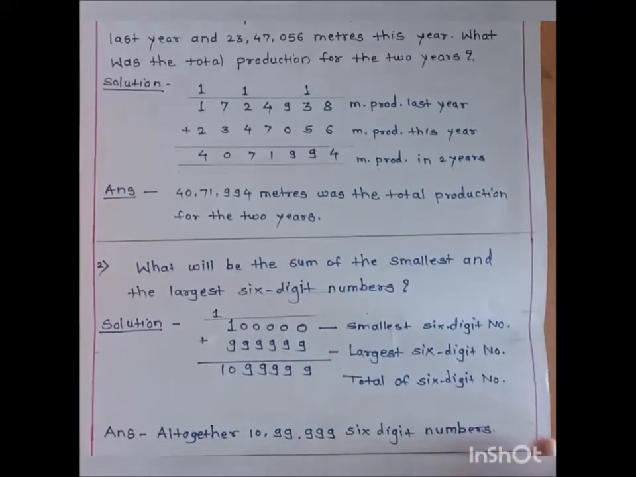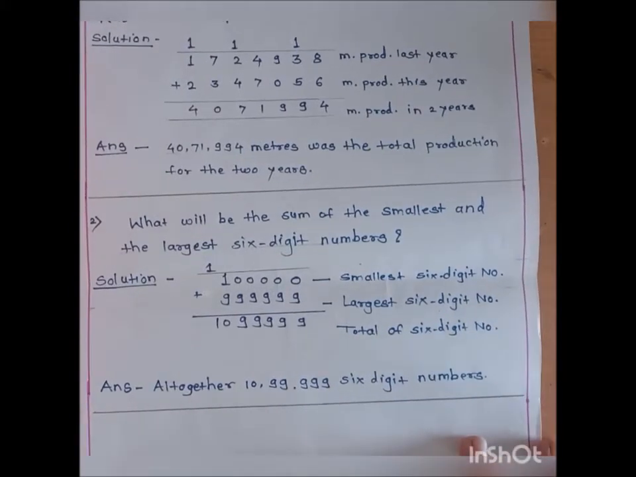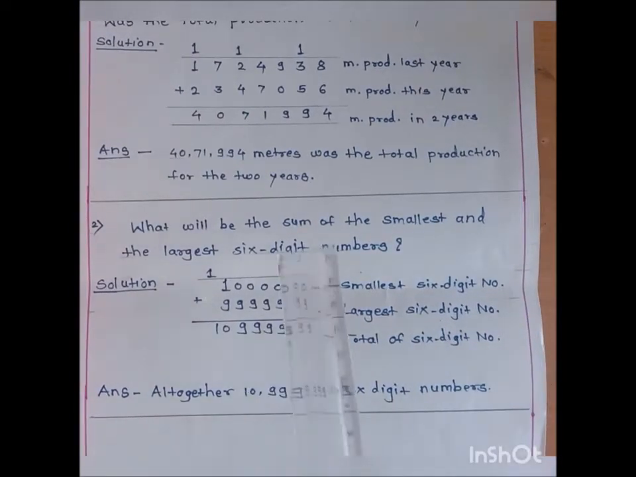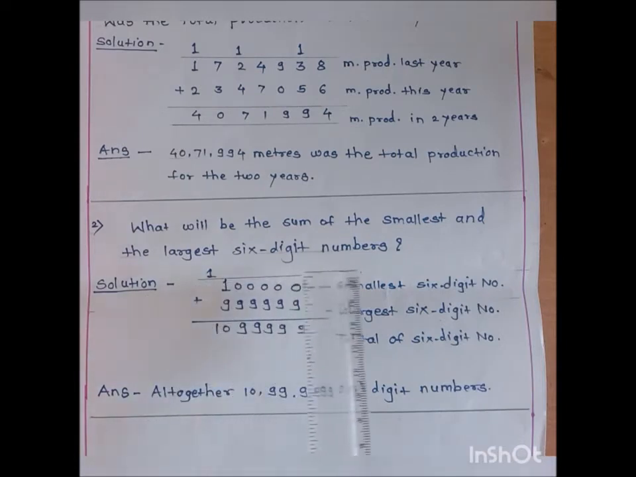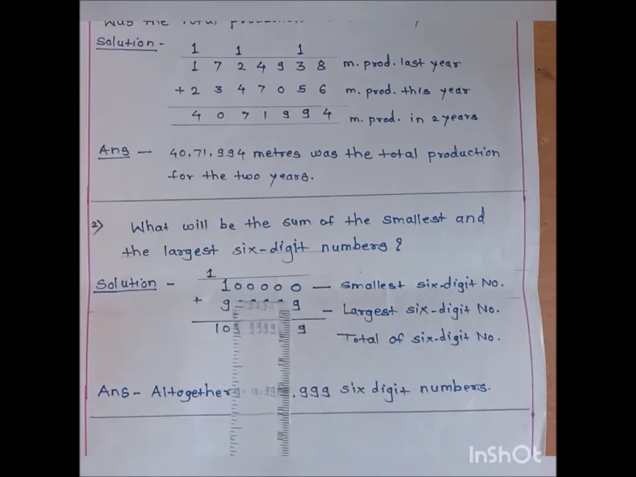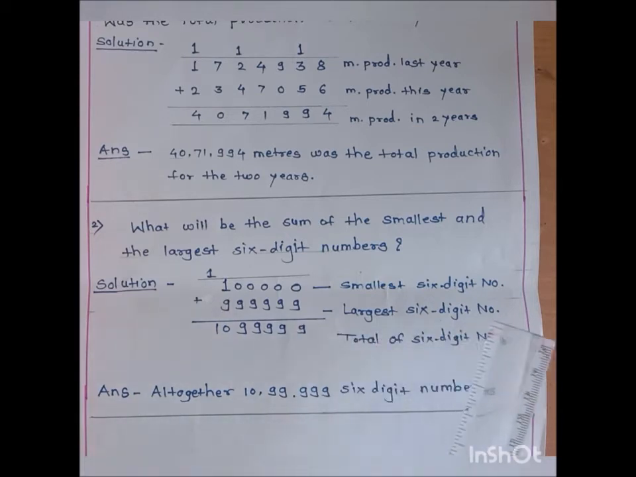Now see the second example. What will be the sum of the smallest and largest 6-digit numbers? Students, here we have to find sum of smallest 6-digit number and largest 6-digit number. Now see, which is the smallest 6-digit number? Yes, 1 lakh is the smallest 6-digit number. And which is the largest 6-digit number? Yes, 9,99,999 is the largest 6-digit number.